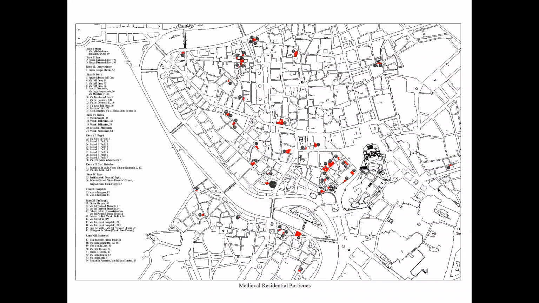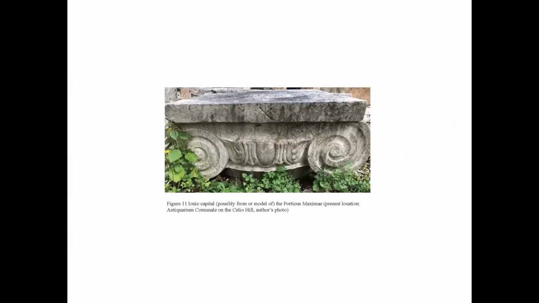Another aspect that came out of this that I didn't expect was the proliferation of the use of the Ionic capital, and some scholars say that in Rome in particular, the Ionic capital was used quite a bit because, starting with Constantine and his renovation of the Temple of Saturn, he starts to use Ionic capitals a lot in renovation.